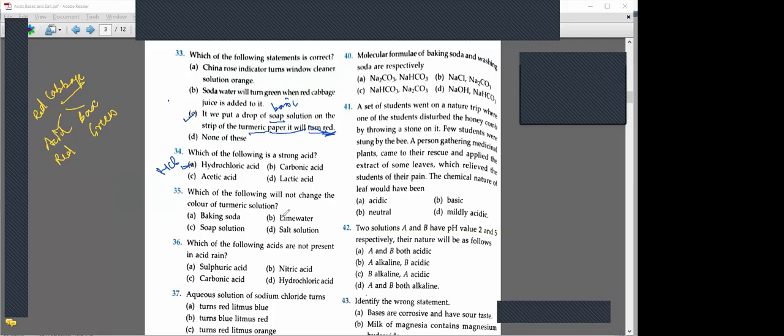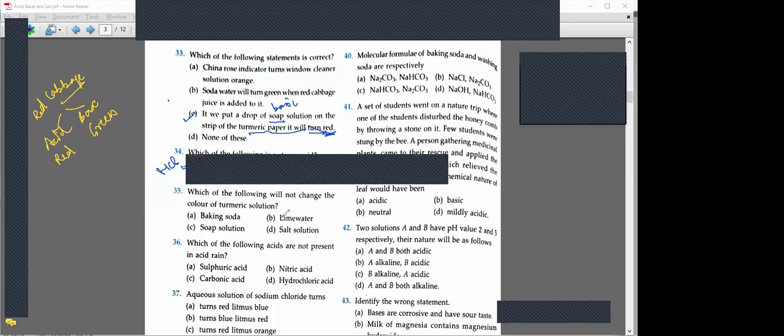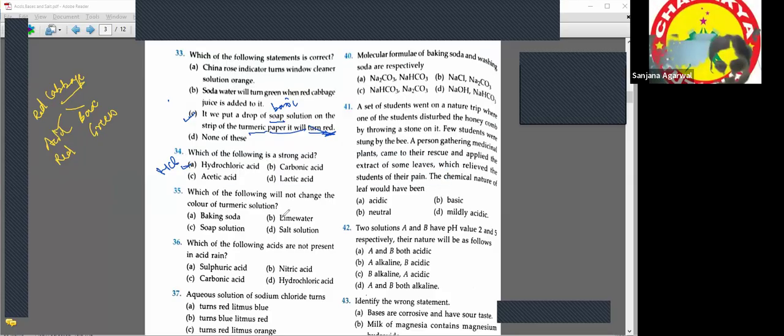Ma'am, turmeric gives no change in a neutral substance. Like D, salt solution. In acid, they remain colorless. Which out of these is an acidic solution? Baking soda, no. Soap solution is also a base. Lime water. Fine, because these two are basic. And salt solution is definitely not an acid. That's neutral in nature. So lime water is the only acidic one, and turmeric remains colorless, meaning no change is observed in acidic solution.